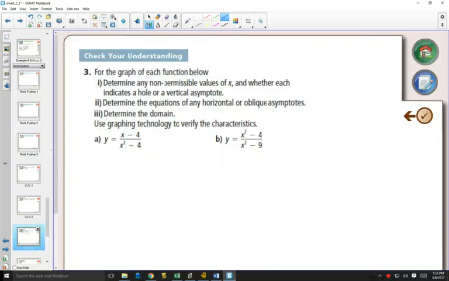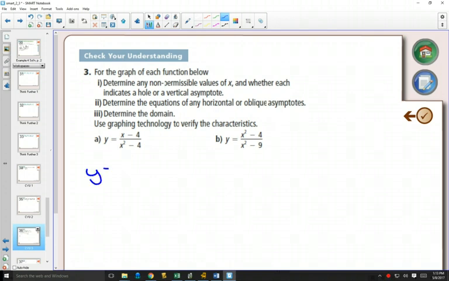This question asks for a bunch of information. We're going to do the same thing we were doing with example 1 and example 2. We're going to go through the process as if we were going to graph this completely. So that process meant number 1, we're going to take our equation and factor it as much as possible.